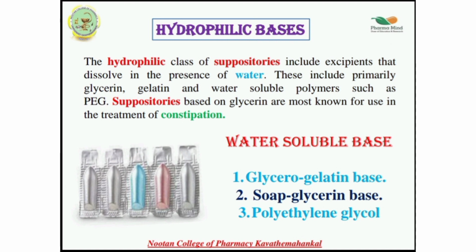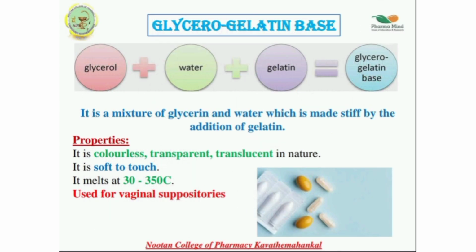The first is the glycero-gelatin base, the soap glycerin base, and the polyethylene glycol. The first one is the gelatin-glycerin or soap glycerin base. The glycerin is gelled with either soap or gelatin to produce a base of the desired viscosity, softness and stiffness. These bases are water soluble and dissolve in body fluid, releasing the medicaments. The glycero-gelatin suppositories are used exclusively for laxative purposes and vaginal administration. The gelatin increases the melting point of the base, which decreases the drug release.